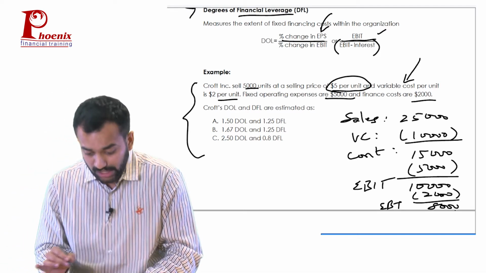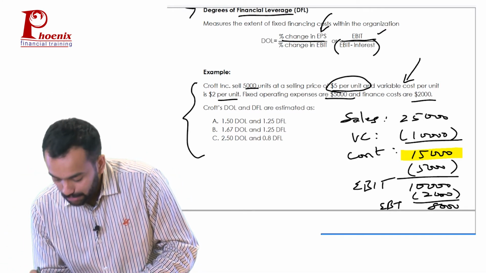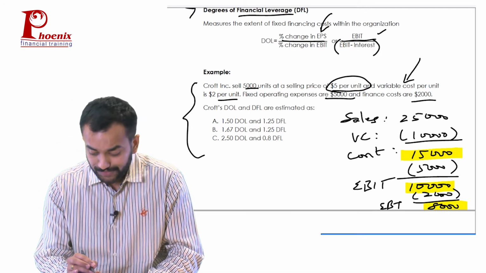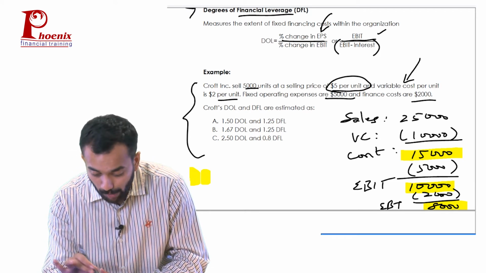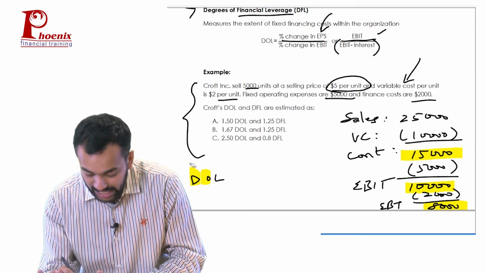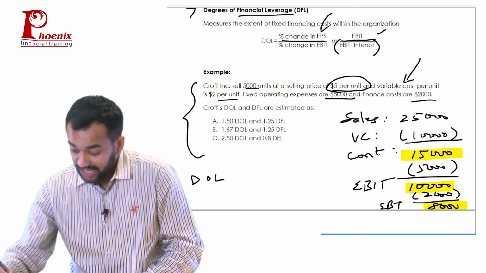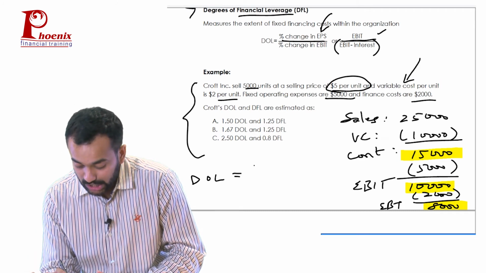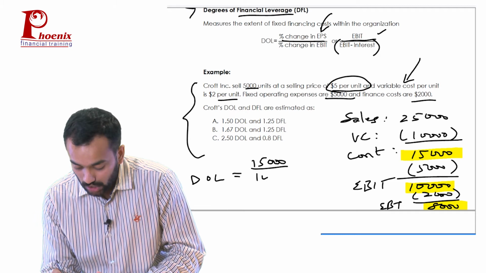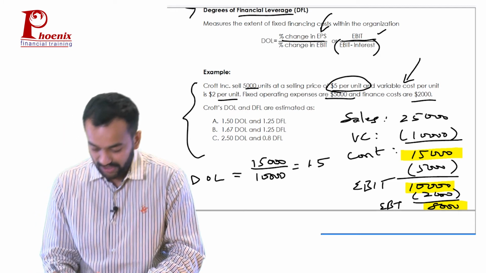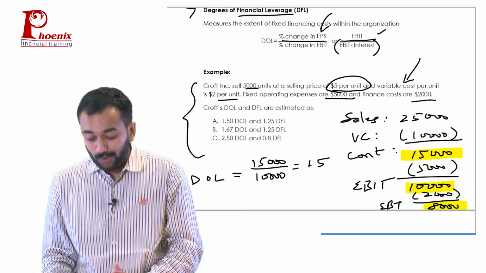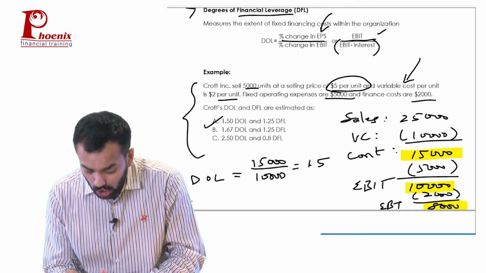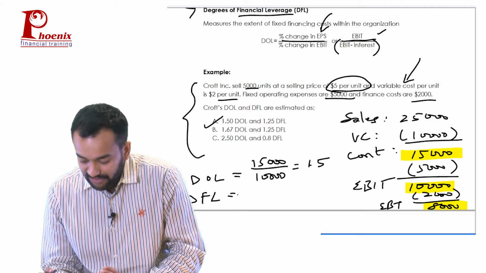Now, once we have these numbers, you know what to use. We need these three numbers, don't we? The contribution, the earnings before interest and tax, and the earnings before tax. And using that, the degrees of operating leverage, DOL, can be computed. Remember our formula there, contribution over the earnings before interest and tax, which would effectively be 15,000 over 10,000, 1.5. And straight away, when you're doing an exam question, the answer is A, because that's the only option with a DOL of 1.5. But we'll make sure we get our DFL number as well.